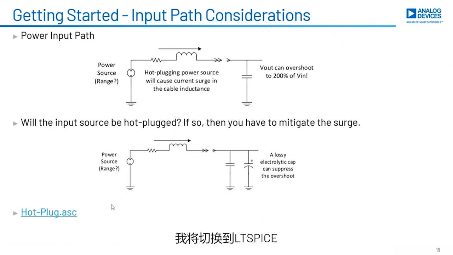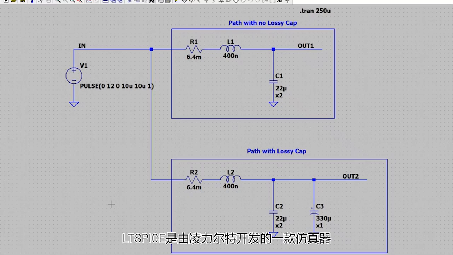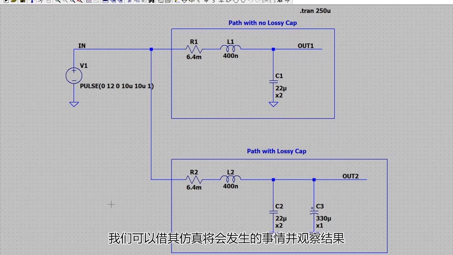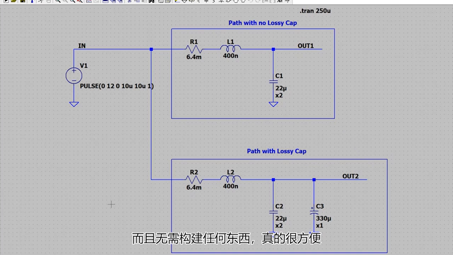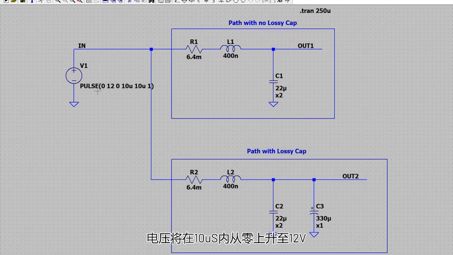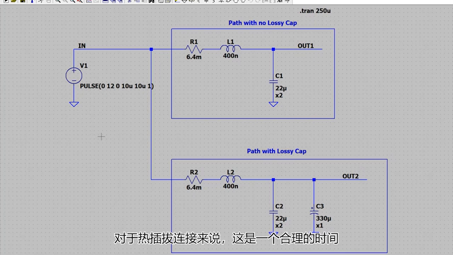So I'm going to switch over to LTspice. LTspice is a simulator developed by Linear Technology. And we can simulate what will happen and see the results. And we can do that without building anything, which is a real convenience. So here I have modeled our input source. I've used a pulse waveform to simulate what happens when we hot connect it. So the voltage is going to rise from 0 to 12 volts in 10 microseconds. And that's a reasonable time period for a hot plugged connection.